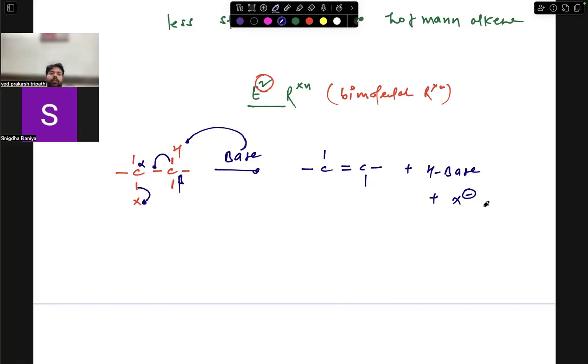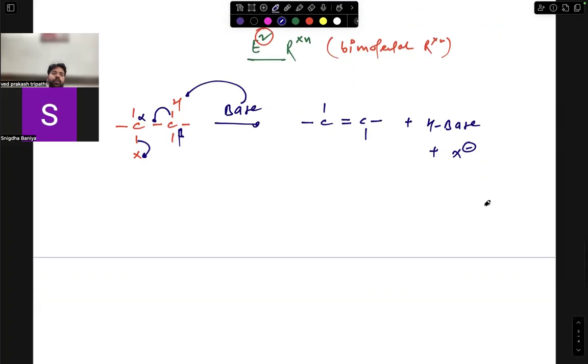Yes. So if we are going to write down the key point for this reaction, then we can say bimolecular, second order kinetic, which means rate is directly proportional to the concentration of alkyl halide as well as base. Clear? Make sense? Yes.